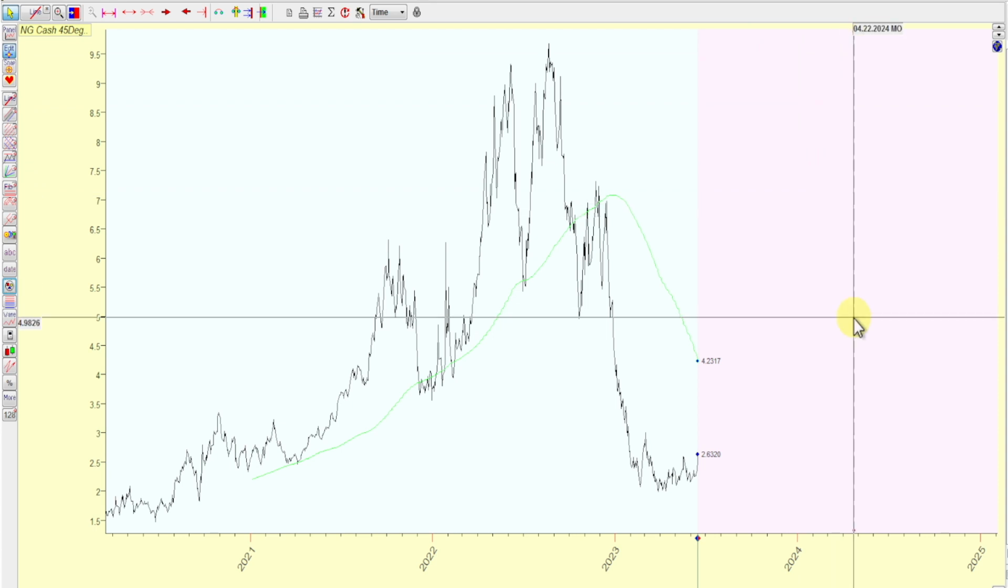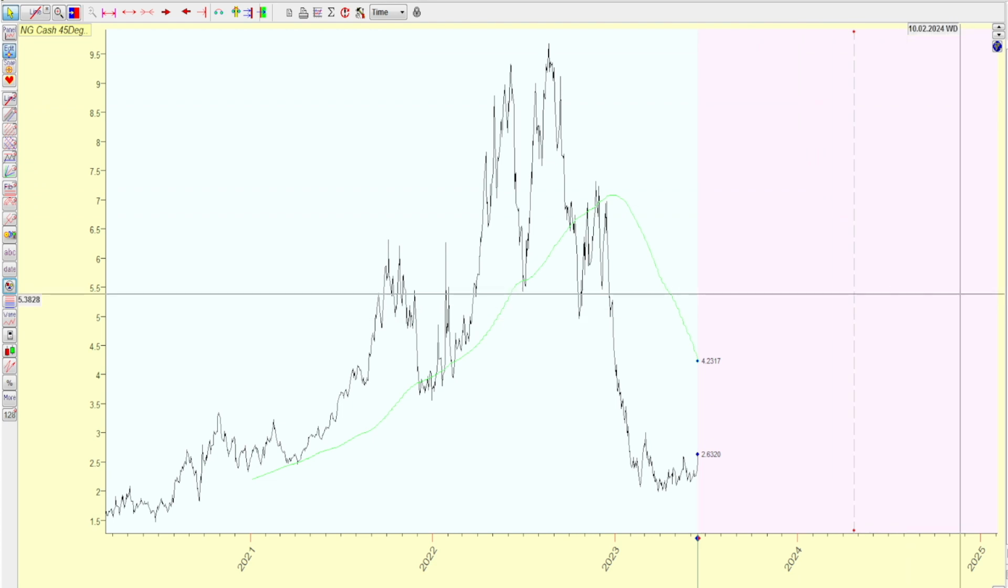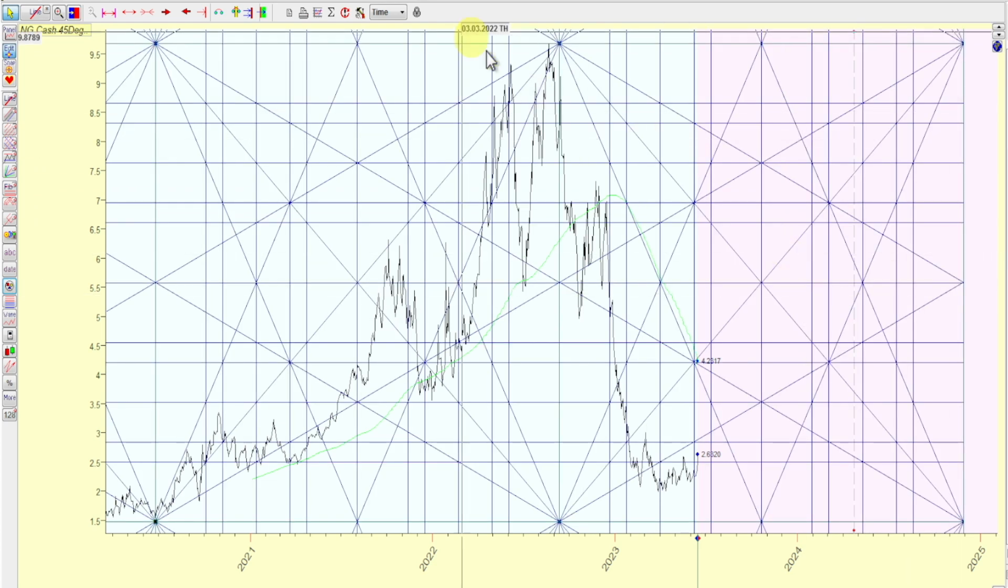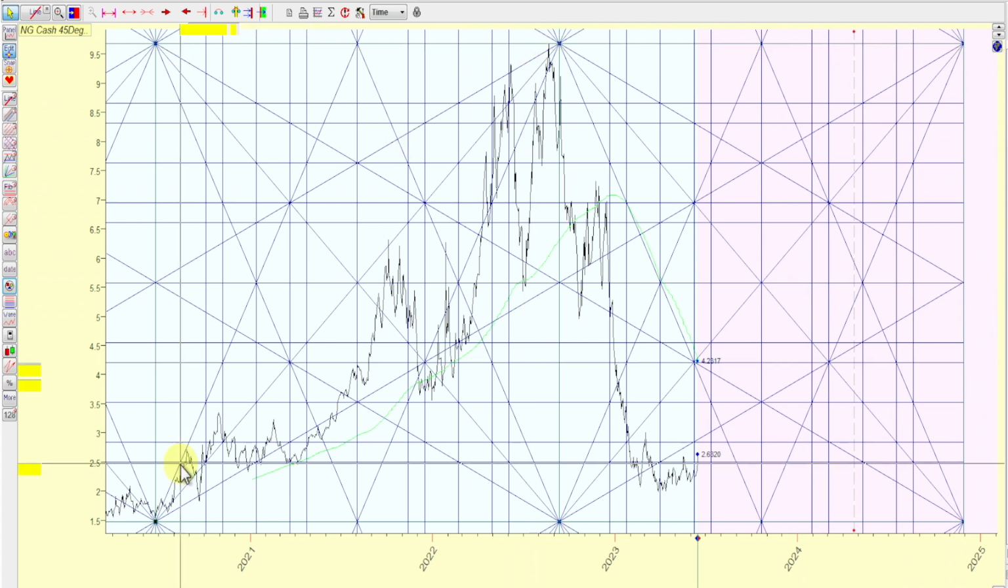Hey guys, so this is my geometry chart I like to use. It's a scale chart at 45°. This is natural gas cash. And we're going to start off with squaring the range. So I'm taking the high and the low of 144, around there, 148.